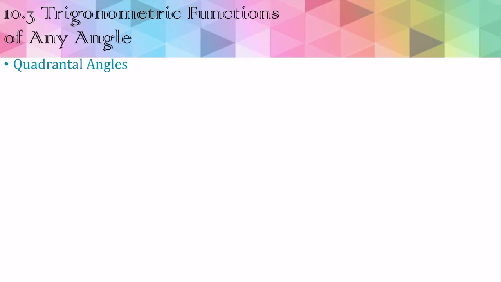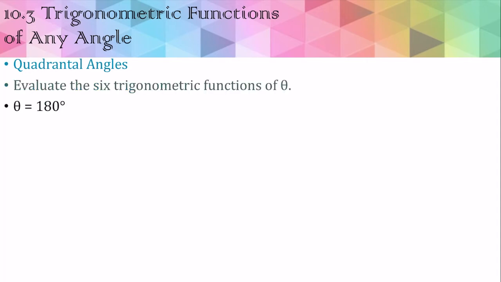We have what are known as quadrantal angles. Those are angles where the terminal side is right between two quadrants, so it's like pi over 2 or pi or 3 pi over 2. But they're done the same way. So let's evaluate the 6 trigonometric functions of 180 degrees.